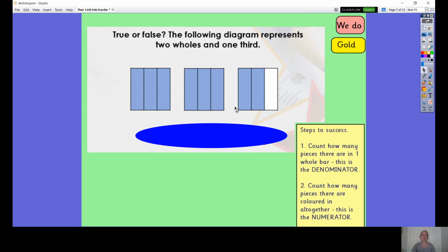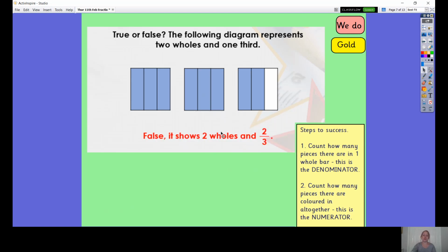Okay, so with that in mind, true or false, the following diagram represents 2 wholes and 1/3. So pause for a second. Do you think that that is true? The diagram represents 2 wholes and 1/3. So pause, have a think. Okay, what did you think?